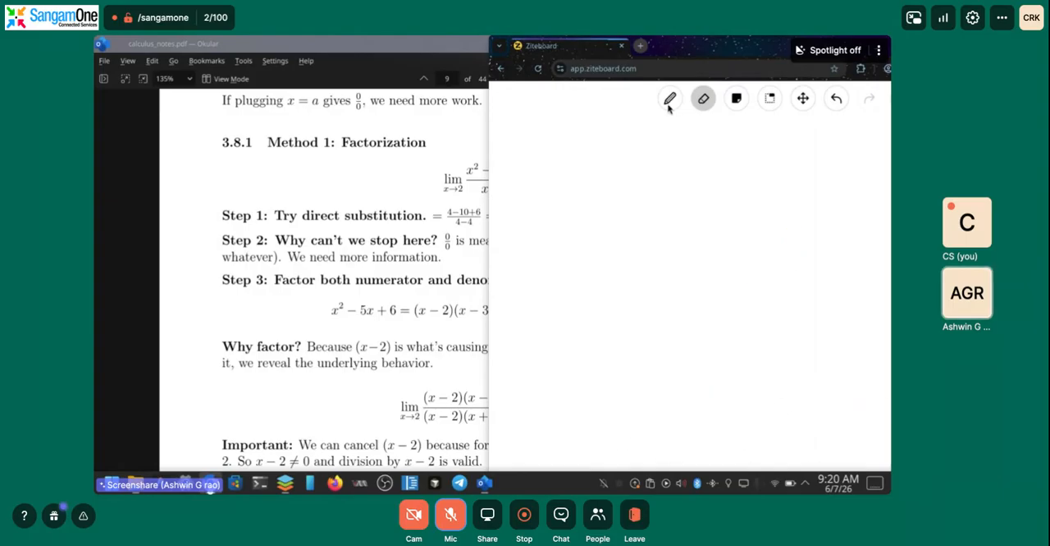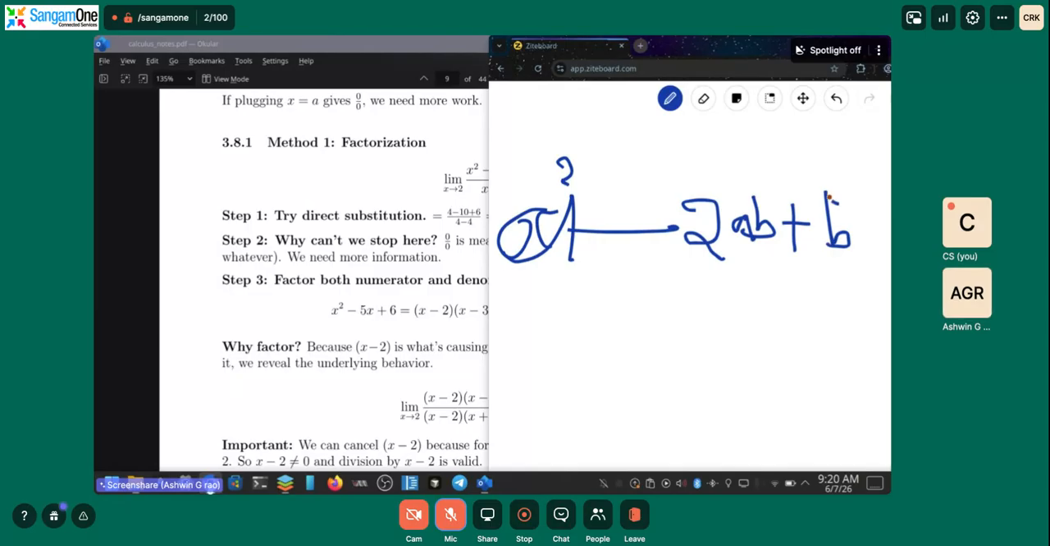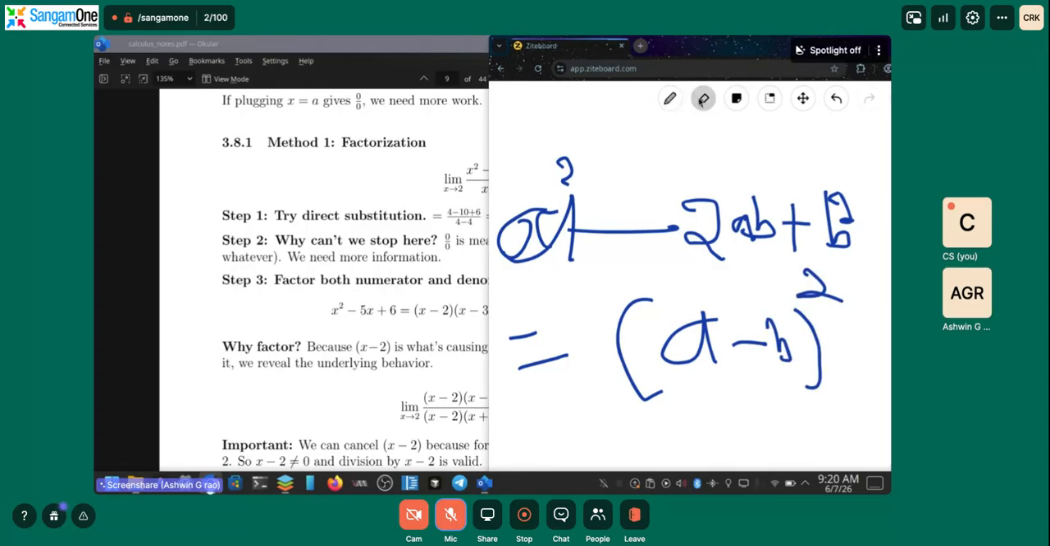These are the normal forms. It is like a squared minus 2ab plus b squared, which is nothing but a minus b whole squared. This is the formula. You should remember it.